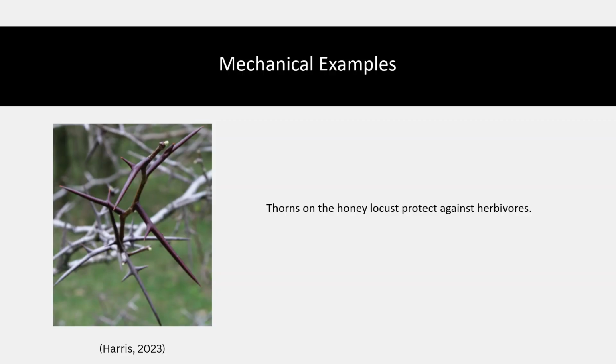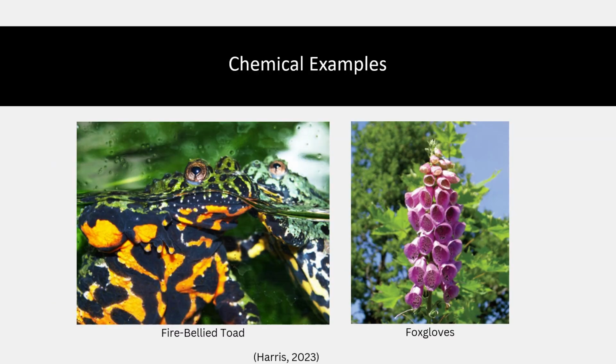Our first example, we have a honey locust that has a very long thorn poking out of it. This protects the plant from predation by probably some type of herbivore like a deer. We have chemical examples. So the fire-bellied toad and the foxgloves both emit a substance that makes them unpalatable, and often these can be very toxic substances. In low concentrations, they probably aren't going to kill anything, but in higher concentrations, they potentially could.